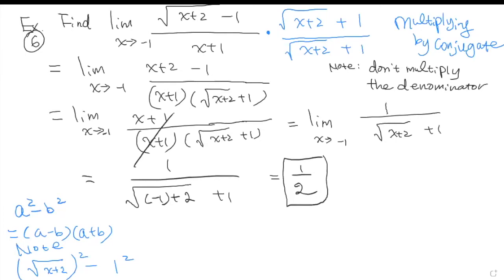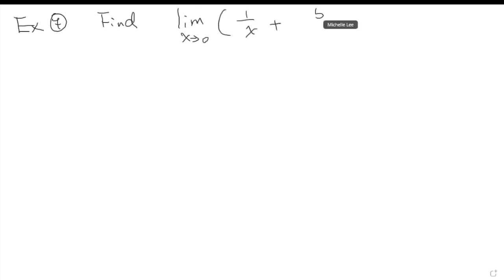Let me erase. Okay, number 7, right? Okay, look at this. We always need to check the denominator, right? So if the denominator is not undefined, then we are safe, okay? But look, we plug in 0, it's undefined. It's not good, right? Then what do we do? Make a common denominator.